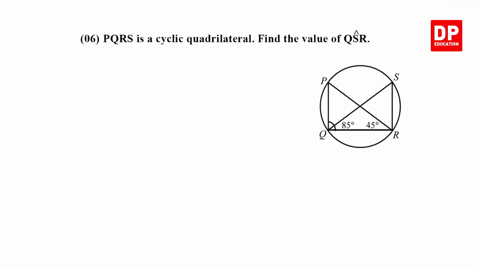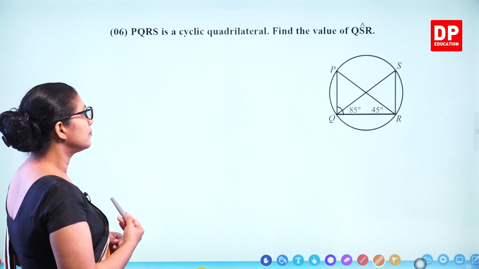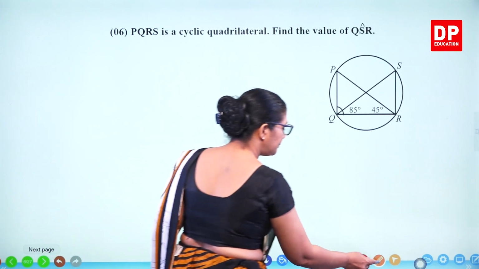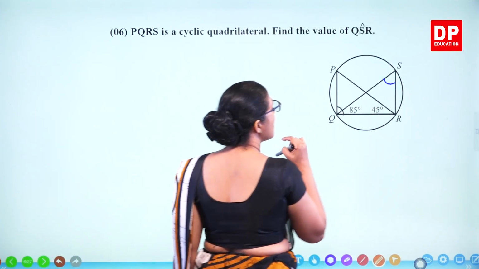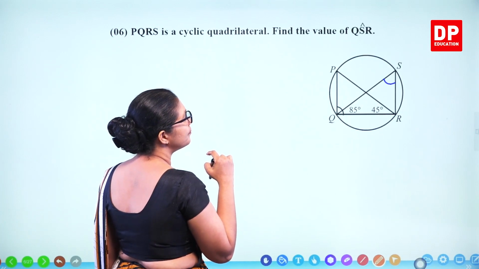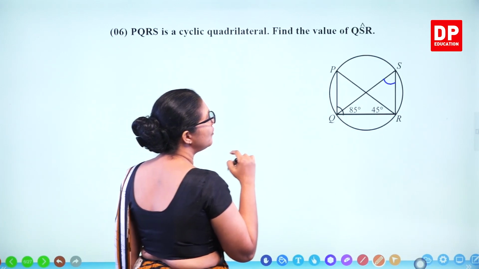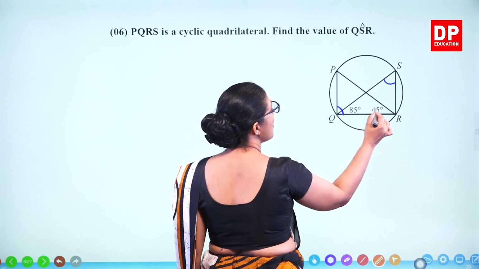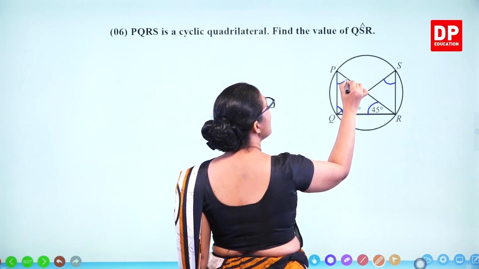PQRS is a cyclic quadrilateral. Find the value of QSR. This angle, QSR. Look at this one. This whole thing is 85. This is 45. You can find this angle.